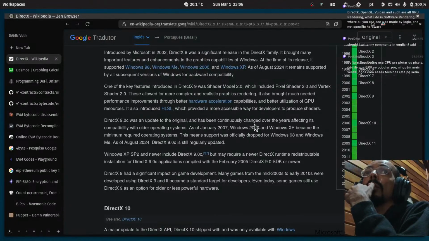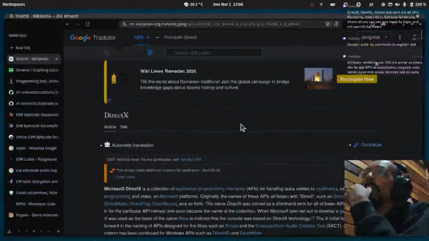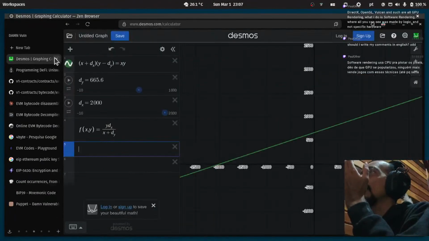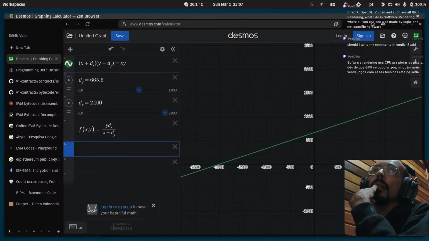What I do is software rendering, where everything you can see was made by logic, not specific hardware. I see. I guess. Like you have some canvas and just use the CPU to draw stuff, right? Oh, that's why you use Desmos, right? Now everything makes sense.